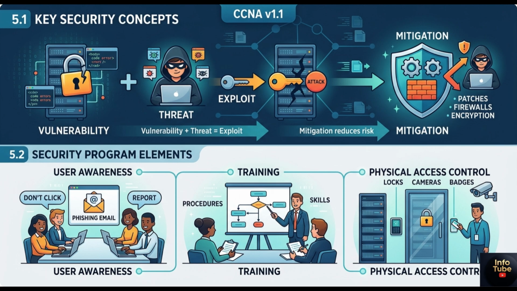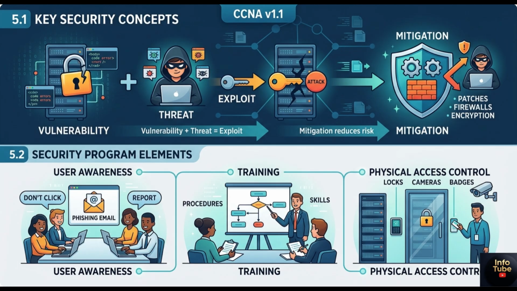Threat. This is a potential danger that might exploit a vulnerability. A threat could be a hacker, a piece of malware, or even a natural disaster. Exploit. This is the actual mechanism or weapon used to take advantage of a vulnerability. If a vulnerability is a hole in a fence, the exploit is the person crawling through it. Mitigation techniques. These are the actions we take to reduce risk. This includes installing firewalls, patching software, and using encryption to make stolen data unreadable.